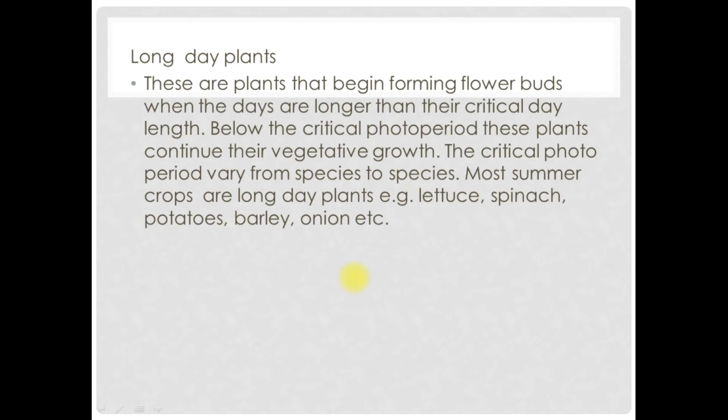Now let's take a look at the long day plants. These are plants that begin forming flowers when there are longer periods of light than periods of darkness. Below the critical photoperiod, these plants continue their vegetative growth, and the critical photoperiod varies from species to species. Most summer crops are long day plants. For example, we've got lettuce, spinach, potatoes, barley, etc.